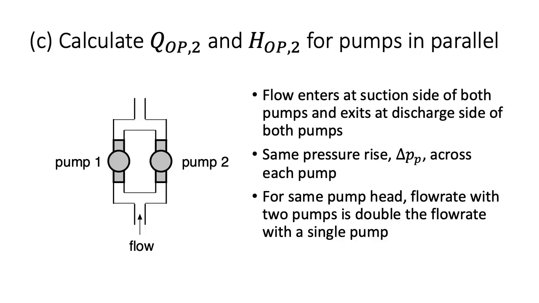Furthermore, for the same pump head, the flow rate with two pumps in parallel will be about double the flow rate for a single pump. Note that this is based on our earlier assumption that the minor losses for the added T-fittings and piping are negligible for this system. Depending on the relative magnitude of the T-fittings to the other losses in a given system, this may not be an acceptable assumption.